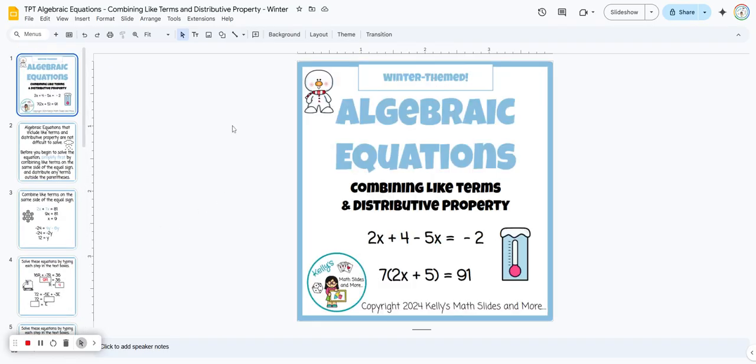So that is a digital lesson, algebraic equations, combining like terms, and the distributive property. And this one is, again, winter themed.